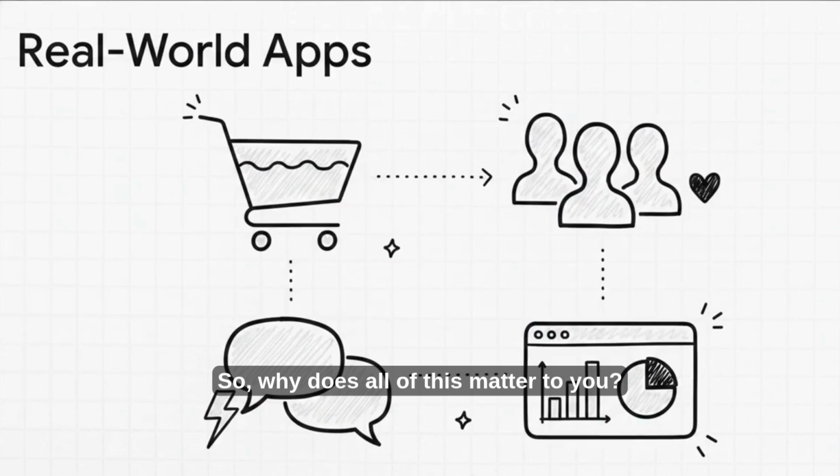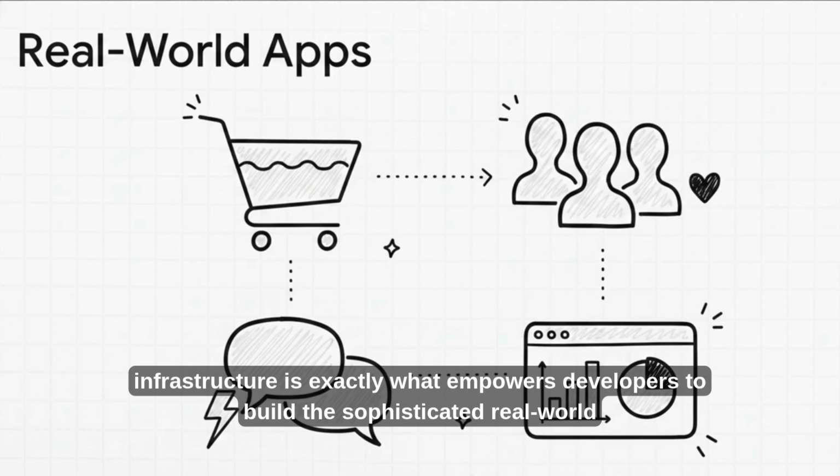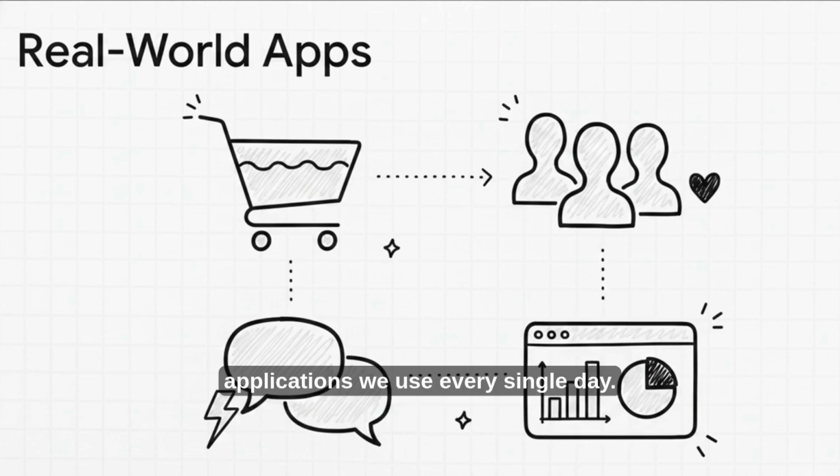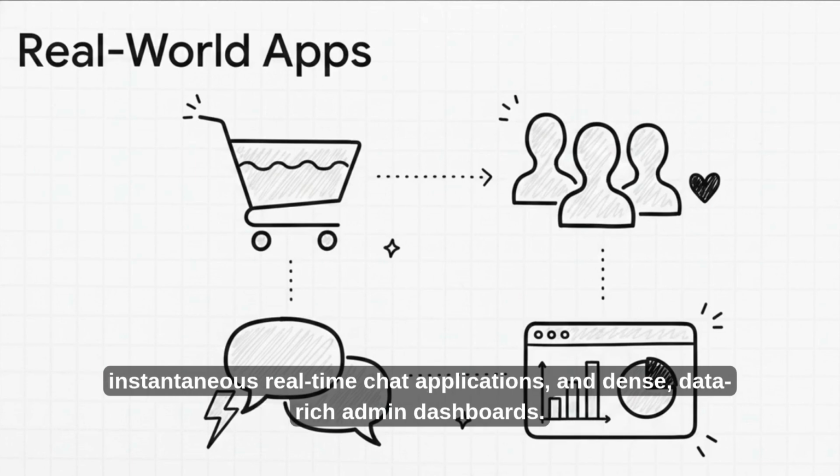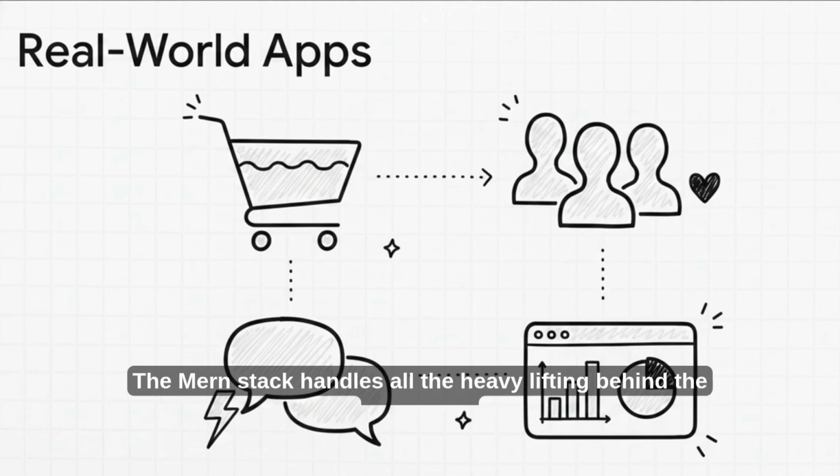So, why does all of this matter to you? Because this specific full-stack infrastructure is exactly what empowers developers to build the sophisticated real-world applications we use every single day. We are talking about heavy traffic e-commerce sites, complex social media platforms, instantaneous real-time chat applications, and dense, data-rich admin dashboards. The MERN Stack handles all the heavy lifting behind the scenes so the user experience remains incredibly smooth and responsive.